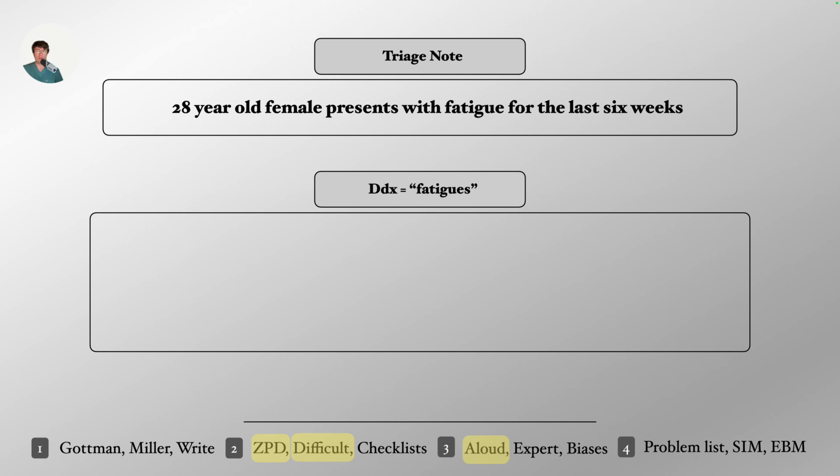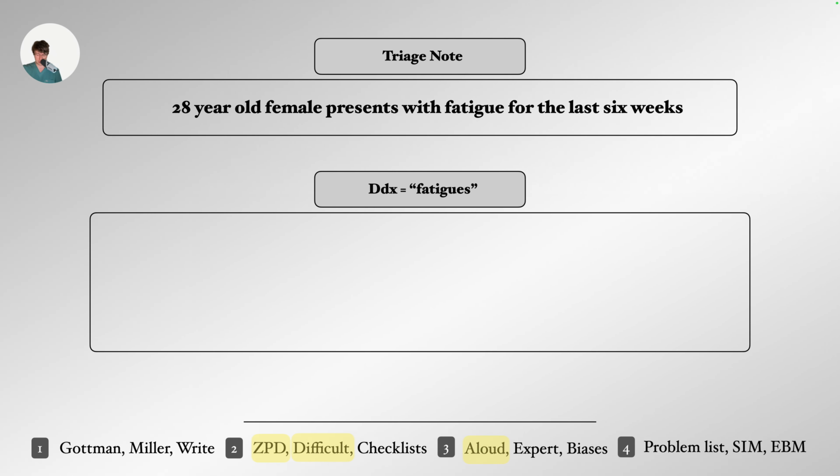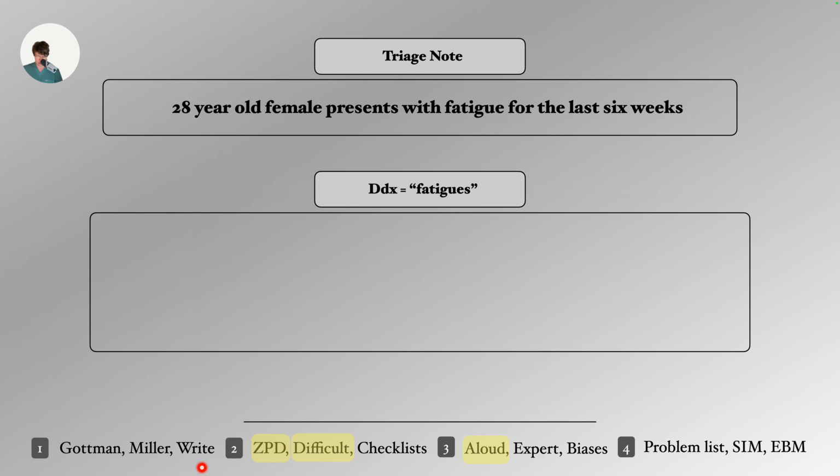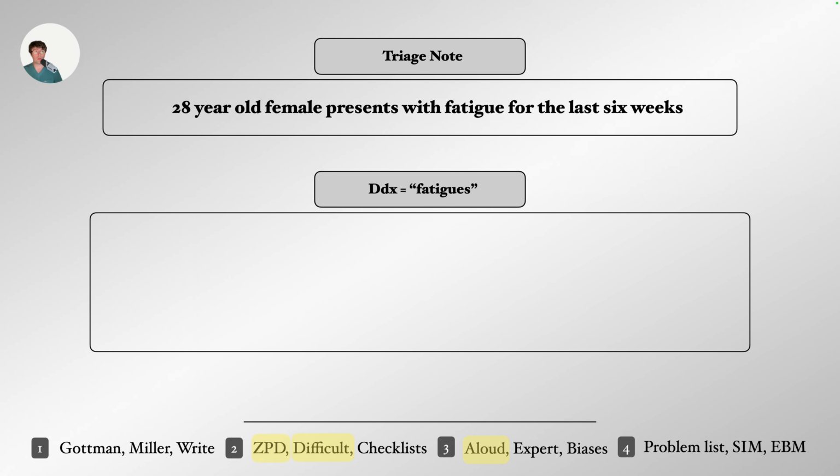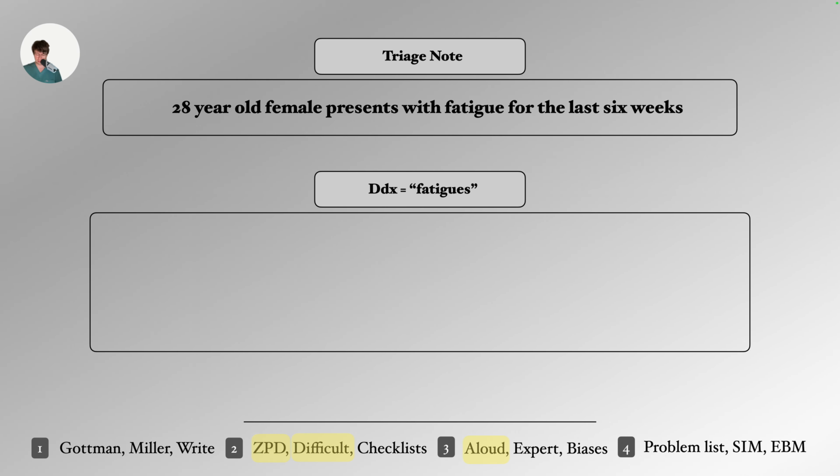So you've got your triage note first of all. At the bottom, by the way, what you're going to see is a sort of breadcrumb trail. That is the 4 pillars of clinical reasoning, and I'm filling it in the background and highlighting when we cover that content. So just keep an eye on the bottom.